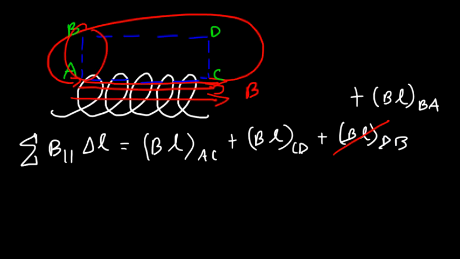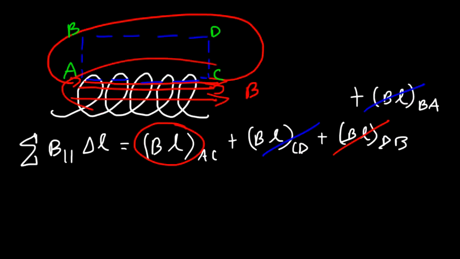Now, BA and DC, they're perpendicular to the magnetic field that is inside the solenoid. That magnetic field is much stronger than the magnetic field on the outside. So because it's perpendicular to the magnetic field that's inside the solenoid, its contribution is going to be negligible. So we can eliminate BA and DC. So therefore, all we have is the segment that is parallel to the magnetic field that is inside the solenoid, that's AC.